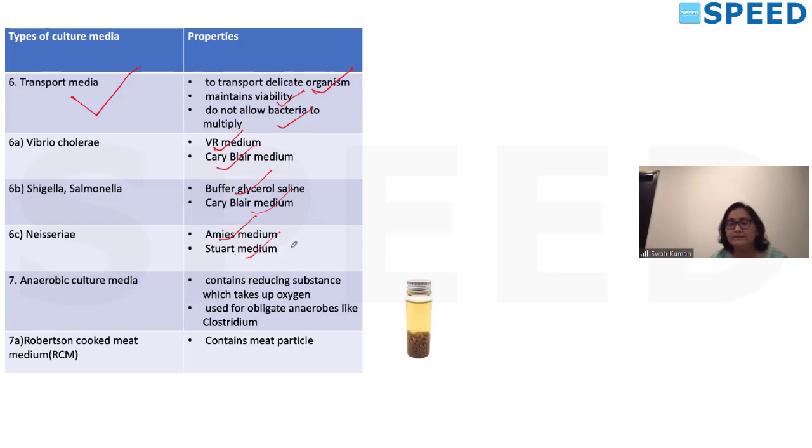Anaerobic culture media, that was asked this year. Anaerobic culture media is Robertson cooked meat media, right? This is your RCM, which we say Robertson cooked meat media, which has meat particles and it is used for anaerobes like Clostridium.